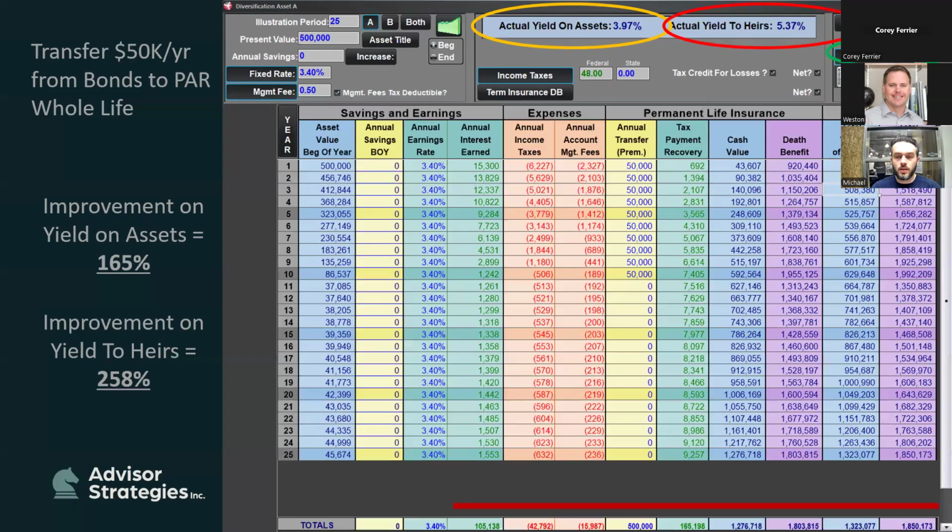So, pretty compelling, where all you're doing is just moving the money from one asset to another. There's no risk in doing that. As we can see looking at the standard deviation, we're actually reducing risk on the portfolio, but increasing the overall returns from both an asset standpoint and also proceeds to the heir.